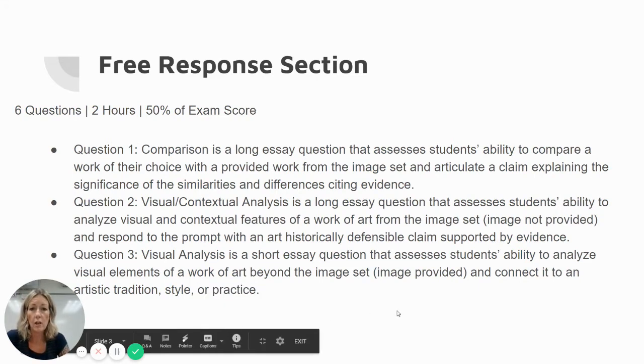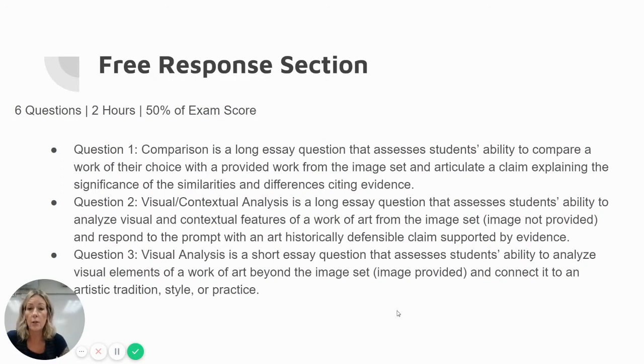Okay, question number 2 is also a long essay, but this one is about visual and contextual analysis. This is going to assess your ability to analyze visual and contextual features in a work of art. But the image for this one will not be provided. You will have to respond to the prompt and write a defensible claim and support it by evidence.